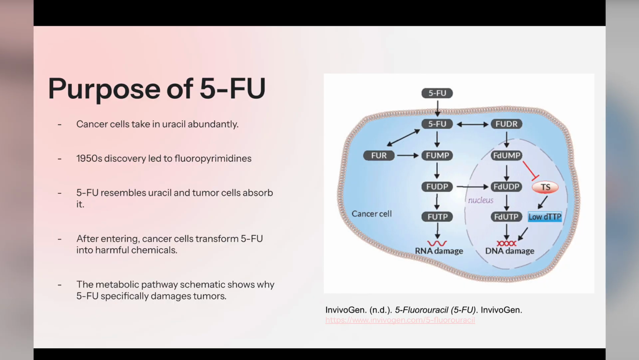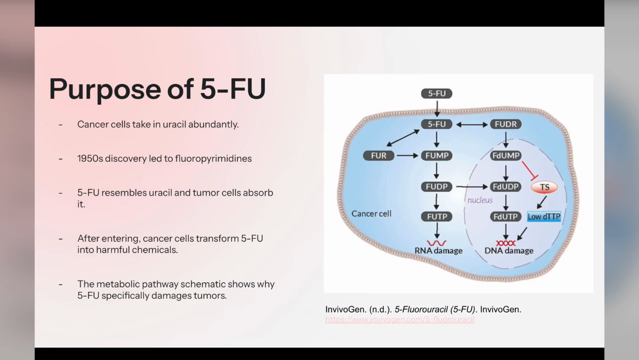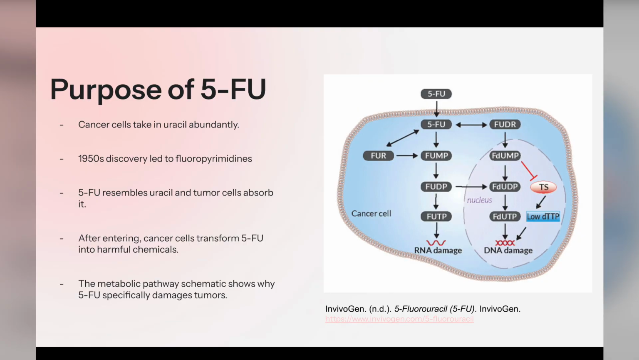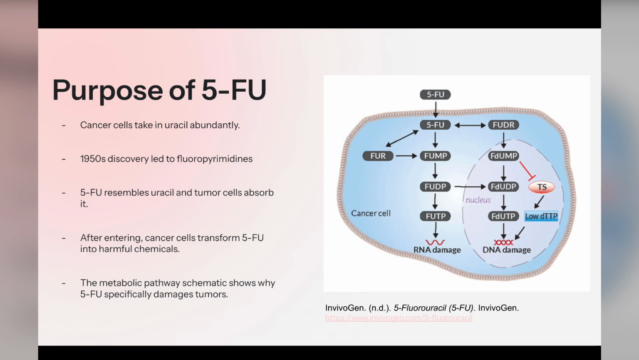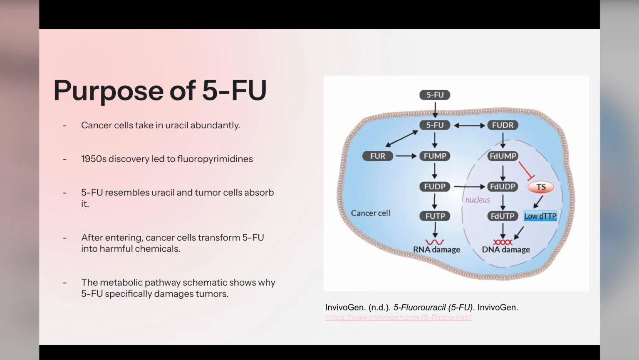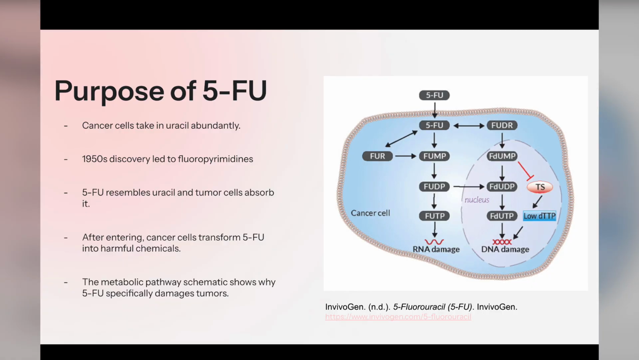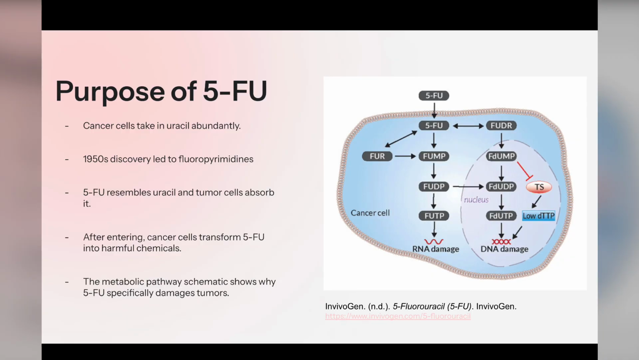fake uracil that cancer cells would mistakenly take in, and 5FU was made that same way. So my slide here demonstrates how 5FU directly enters tumor cell pathways. It becomes poisonous to metabolites instead of benefiting the cell. So by metabolizing the medication, cancer cells are containing it in themselves. So the important note before discussing RNA and DNA is that 5FU exploits cancer cells' uracil addiction.